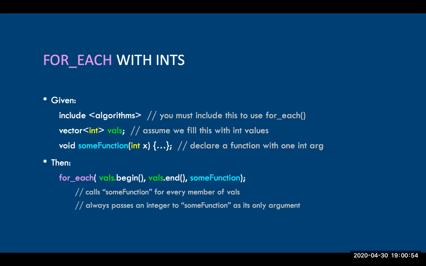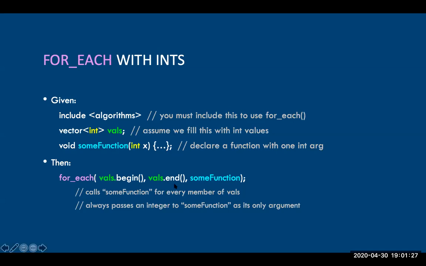We'd say for each, vals begin. Remember, all of our containers have a beginning iterator and an ending iterator. That's just how for each wants it. And then we're going to pass in the function name, which is a function pointer. And for each is going to call that function with each item it gets from our iterators and pass it in as x. And then our function will utilize that x value that's passed in to do something like print it out or store it in a database or something, okay?